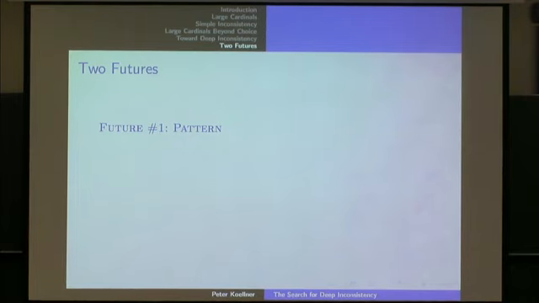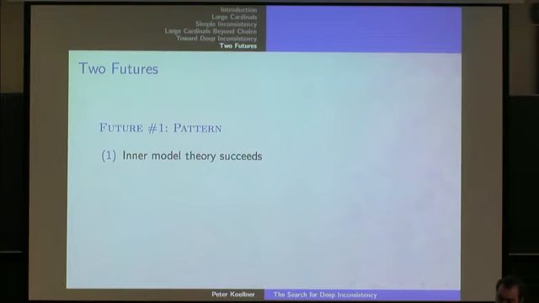Okay, so I want to close by mentioning 2 futures based on the work of Roger Zelazny. Future 1 is pattern. So this is where pattern prevails. The first is that intermodal theory succeeds. And by this I mean that intermodal theory reaches 1 supercompact.